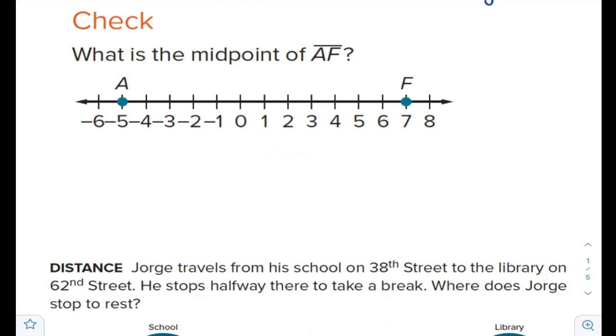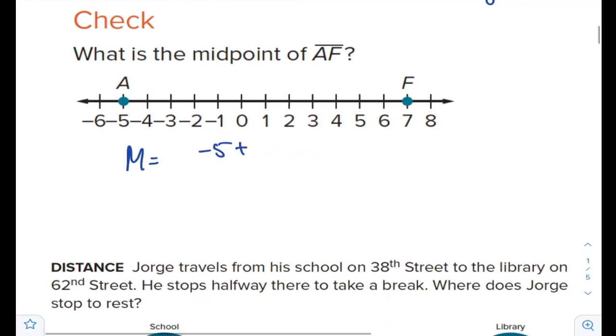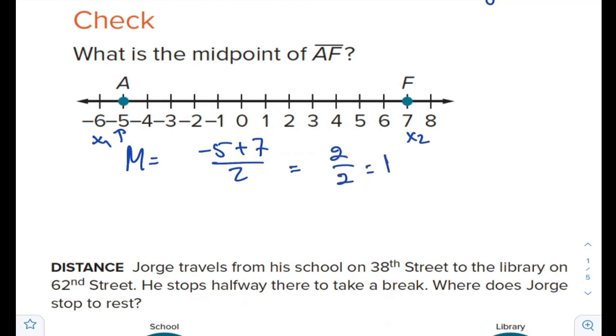But we will apply the formula. So we can say that the midpoint is -5 plus 7 over 2. This is x1, this is x2. We can add them and divide by 2. So it's 2 over 2, which is 1, as we have expected.